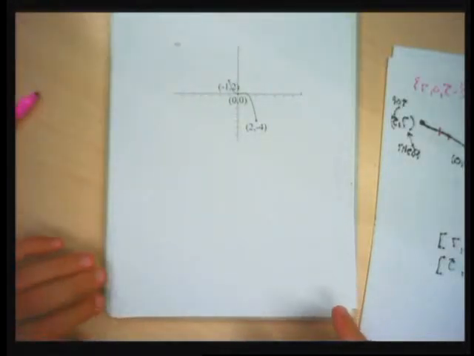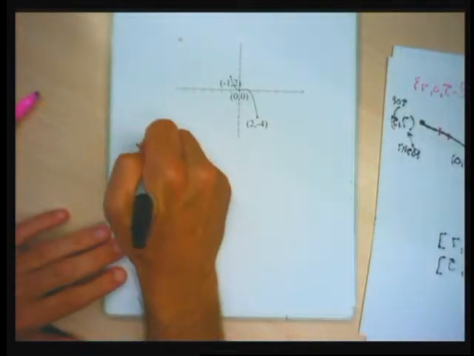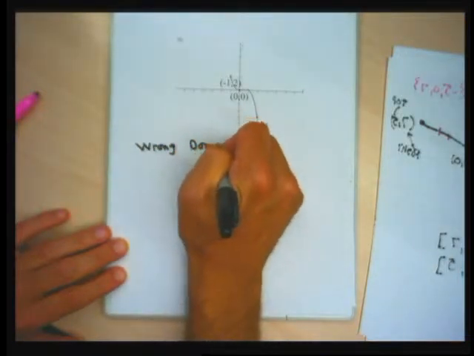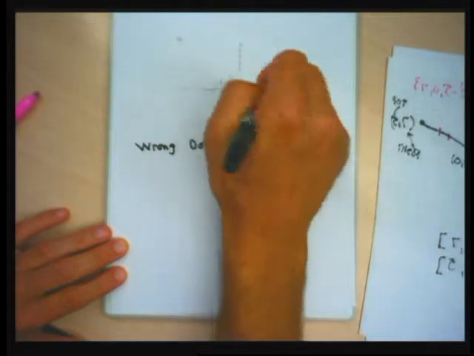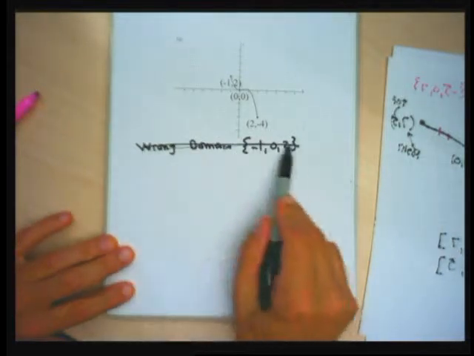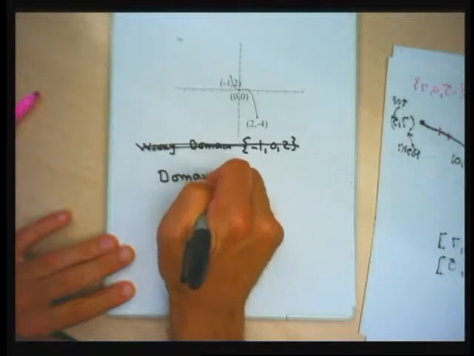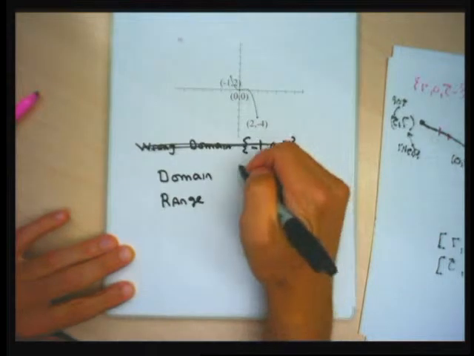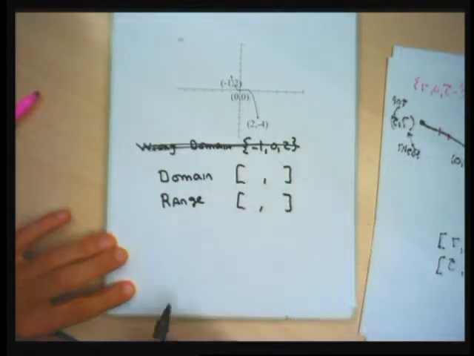So this is similar to the problem that I just drew. Again, it would be wrong if you said the domain is -1, 0, and 2, because the points are connected. There's more points than just the 3 points that are labeled. Both your domain and your range need to be with just 2 numbers and with intervals.